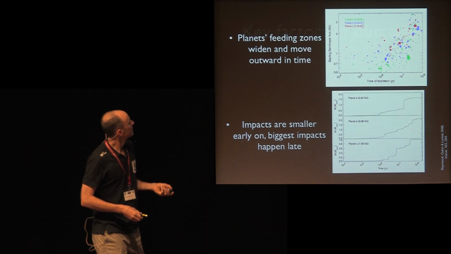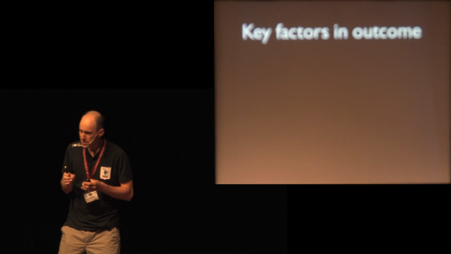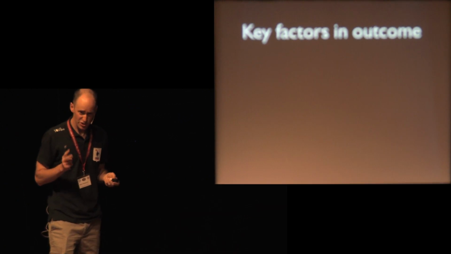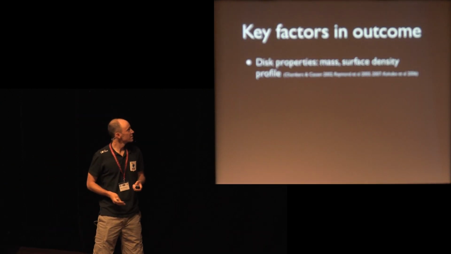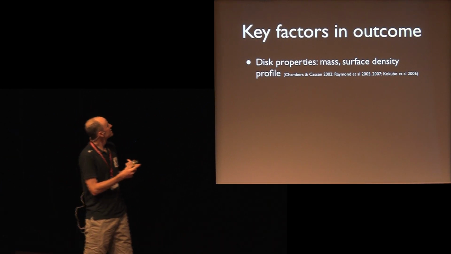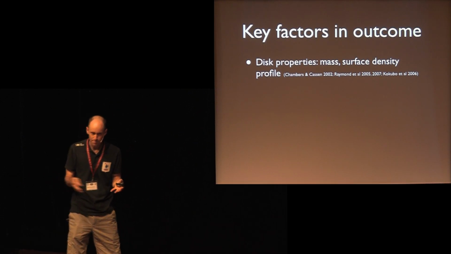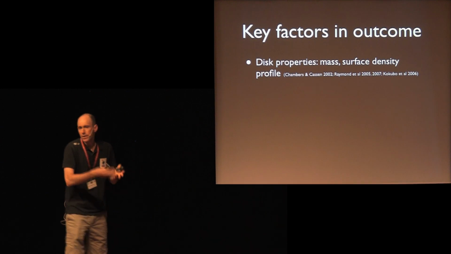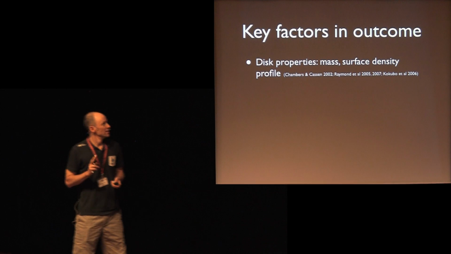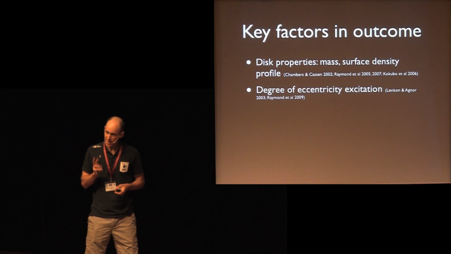Okay. So just to summarize a few key factors that determine the outcome of late-stage accretion, I think you can boil it down to just two real factors that are key to doing this. The first one is just how much stuff you have. That's basically the disk properties, the disk mass, how much mass you have in planetary embryos and planetesimals, and where that mass is, the density profile of that material. That's key factor number one. Key factor number two is the degree of eccentricity excitation within that material.